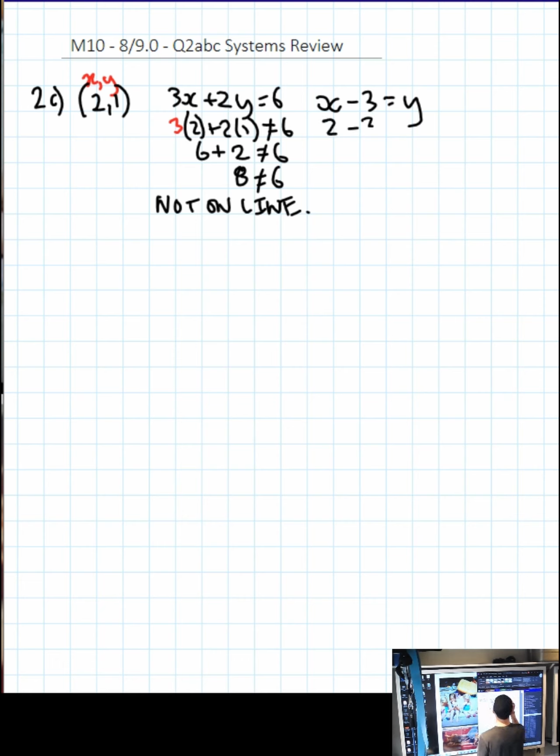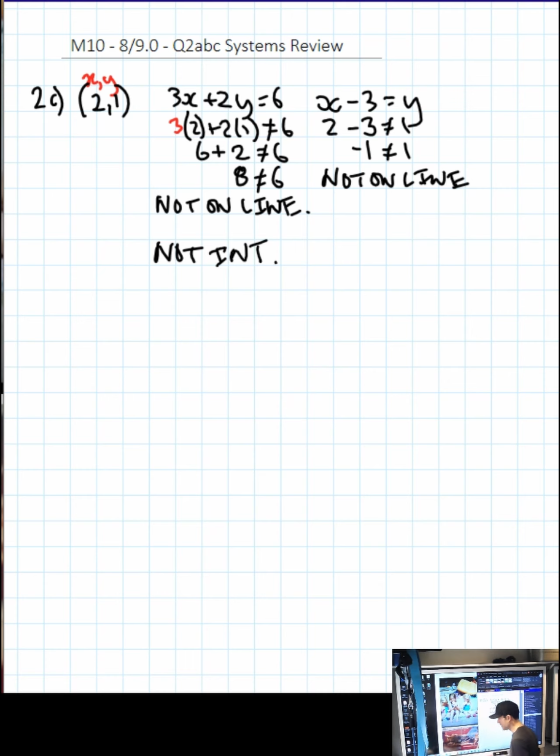Okay, this next equation, we have x - 3, so we have an x value of 2. Substitute that in. A y value of 1. 2 minus 3 is negative 1. Negative 1, the right hand side says 1. Not equal to each other. Not on line. Therefore, not the intersection. So, obviously, if it's not on both lines, it's just not the intersection.